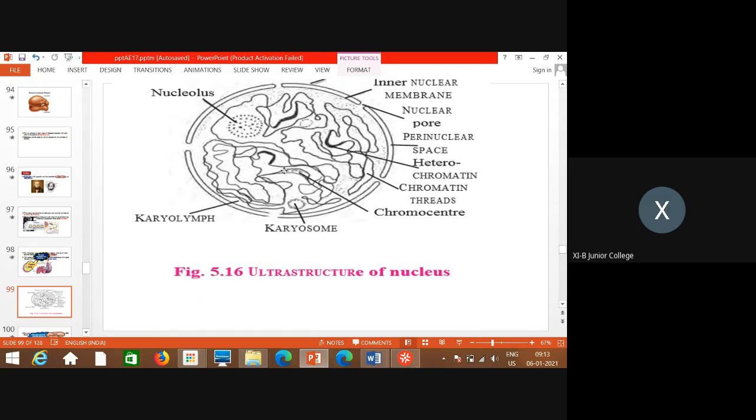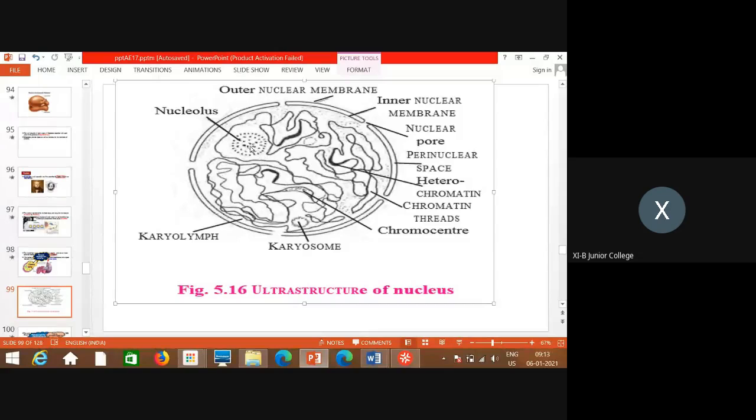Then one more thing you can see here, the spherical structure, rounded structure, that is called as nucleolus. That nucleolus is not bounded by any membrane. You can't see any membrane around it. But it gives an appearance of small crystal-like structures. These are nothing but the ribosomal RNAs and ribosomal proteins. So it contains the material required for the protein synthesis.